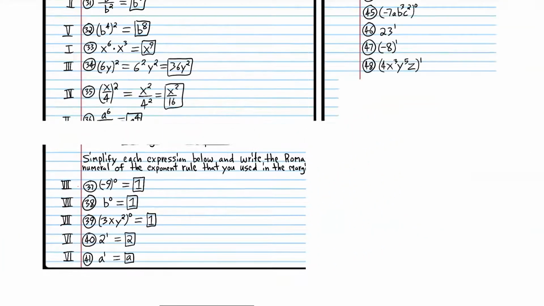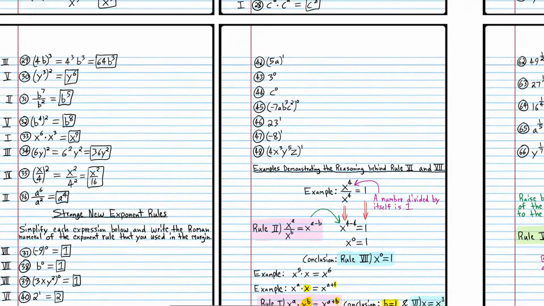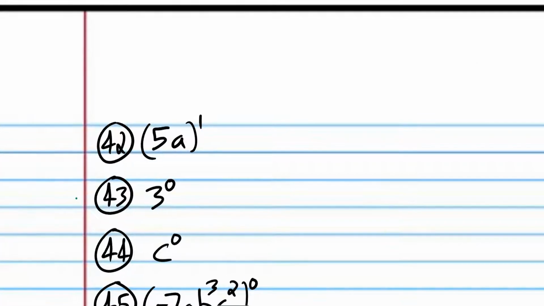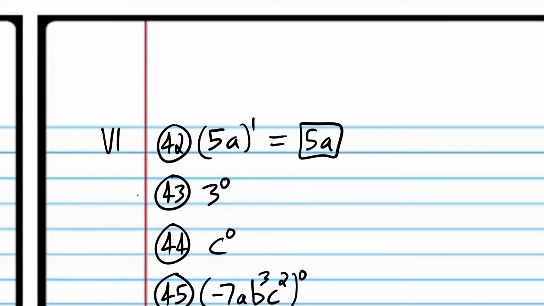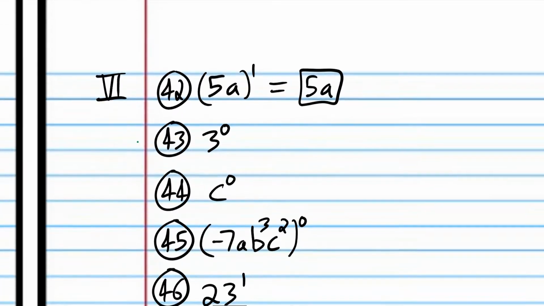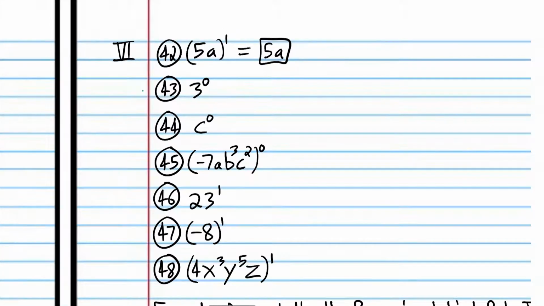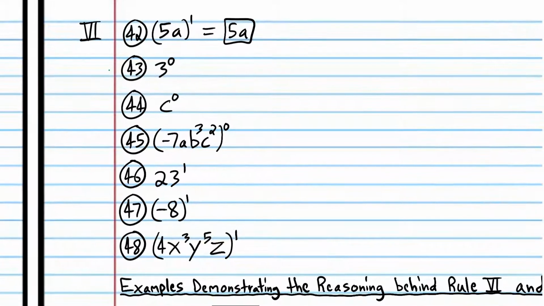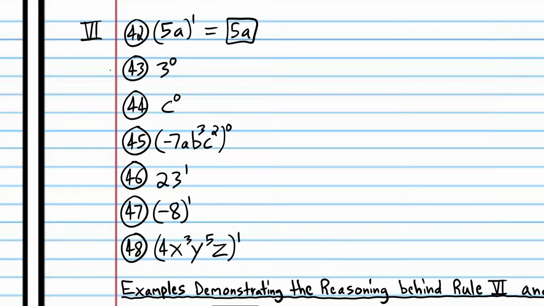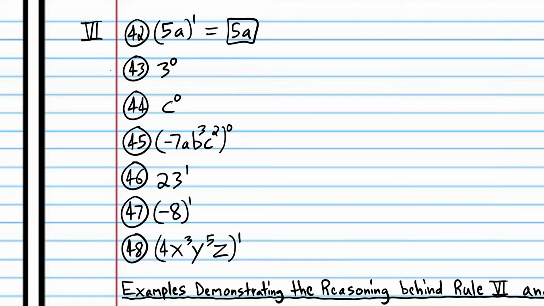Let's go on to number 42. And we're raising a number to the first power. And remember, whenever you raise something to the first power, you don't change it. So it just simplifies to 5a, and you're done. Simple as that. All right, so whenever you raise to the 0 power, it's just equal to 1. Whenever you raise to the first power, it just doesn't change at all. So why don't you try number 43? When you come back, we'll do it together.